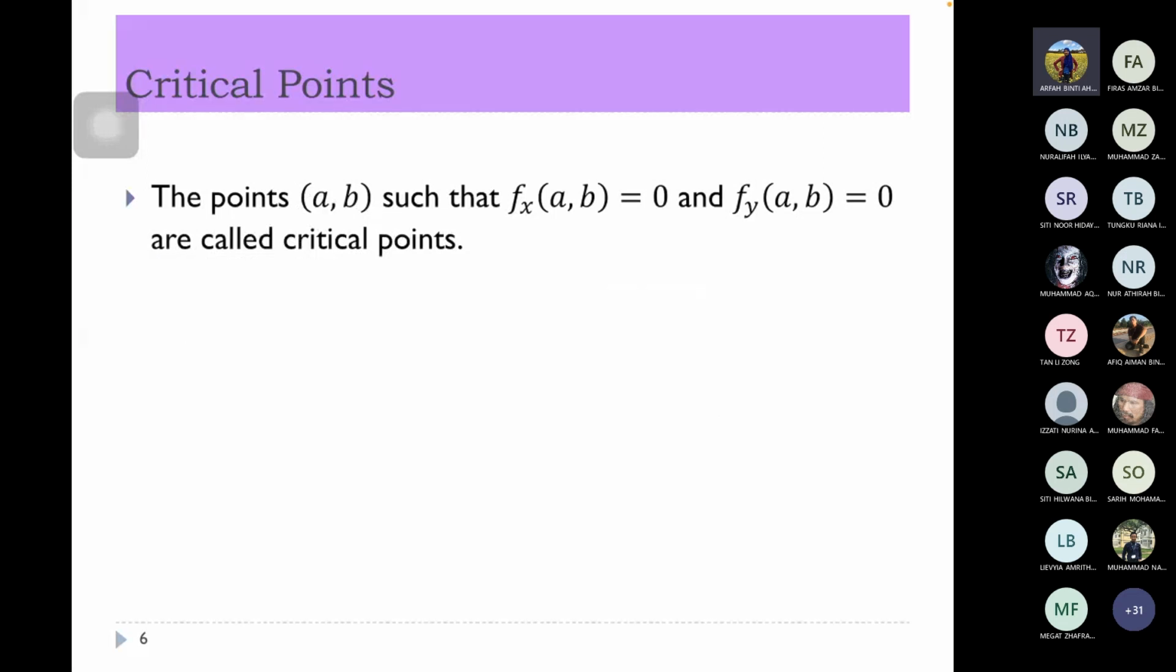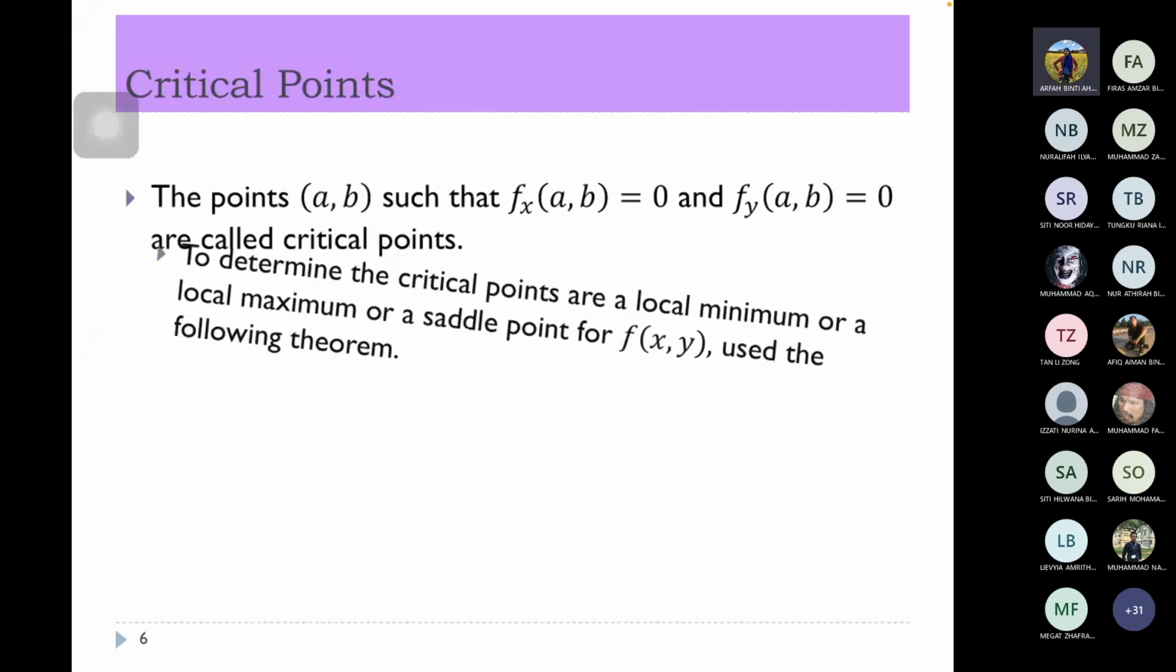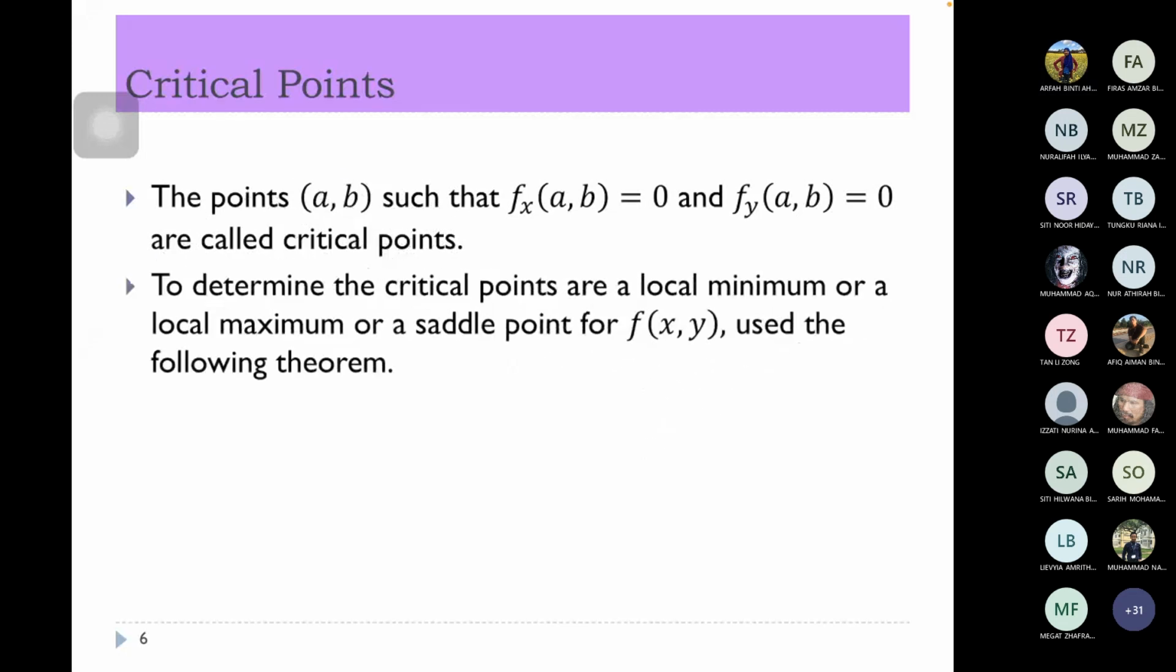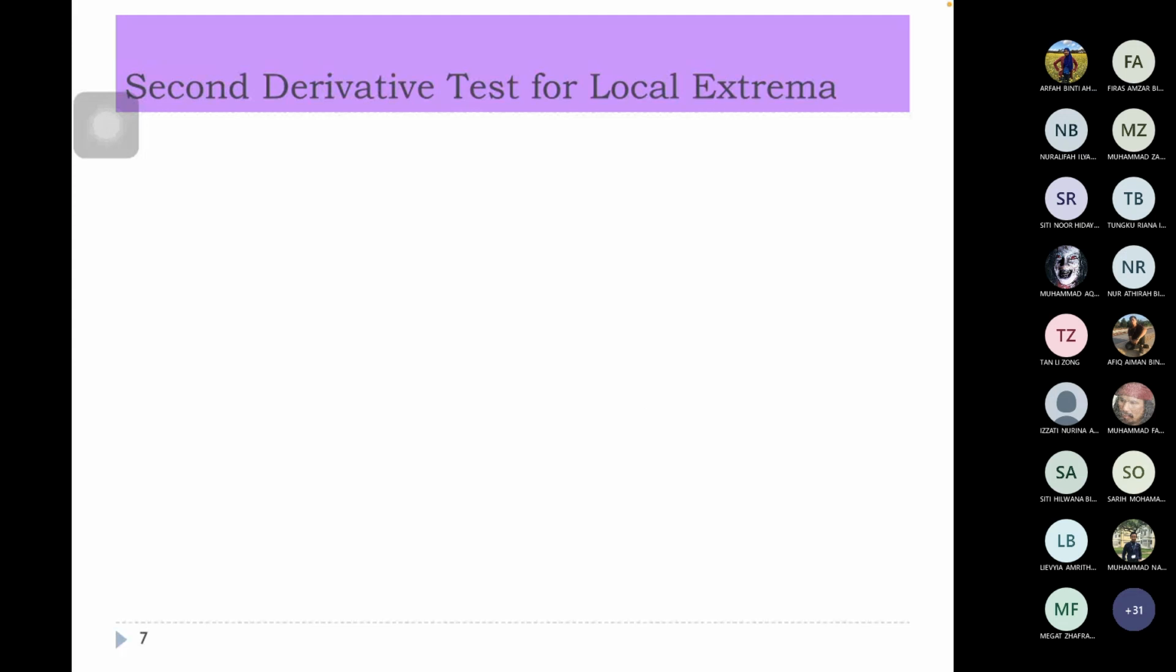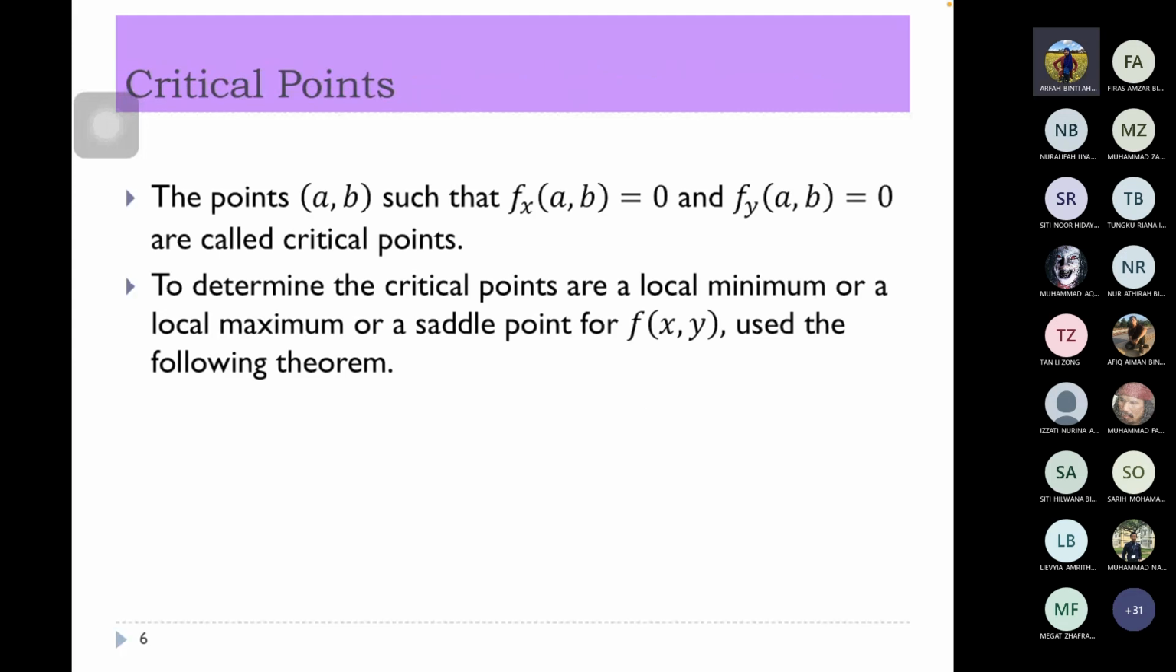Okay, the points A and B such that the partial derivatives of the function at A and B with respect to x and y equal to 0 are called critical points.